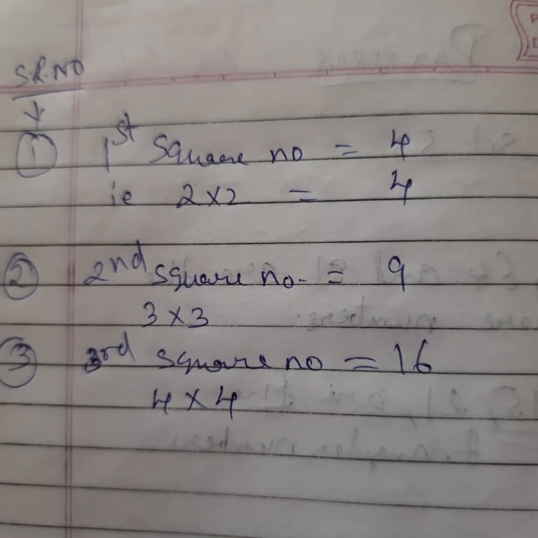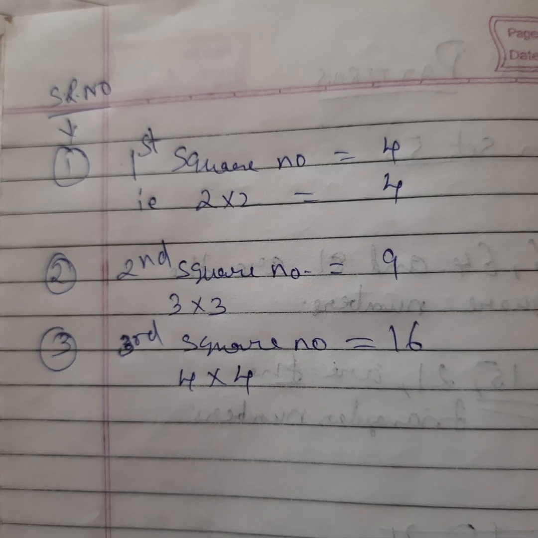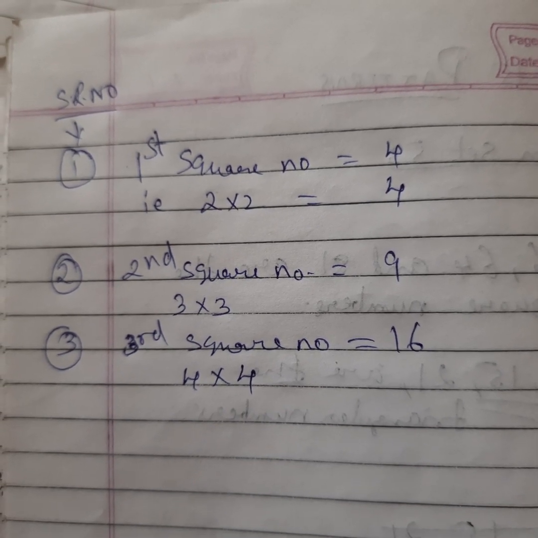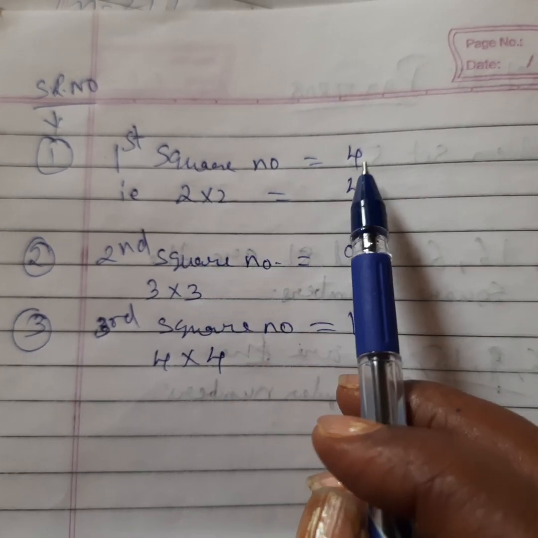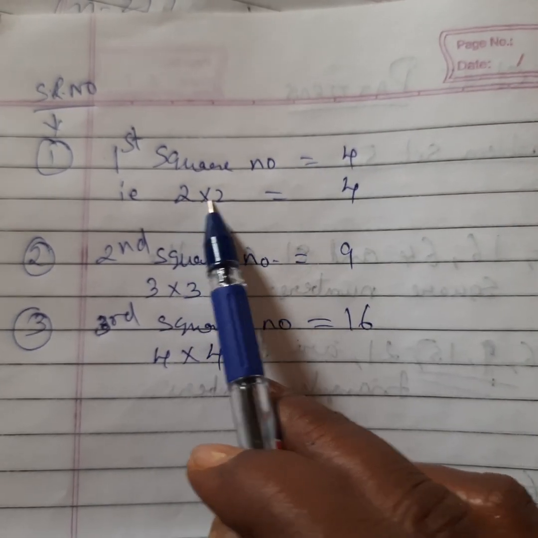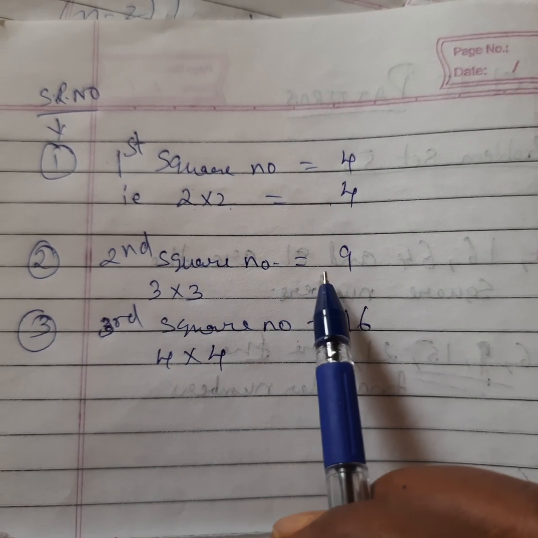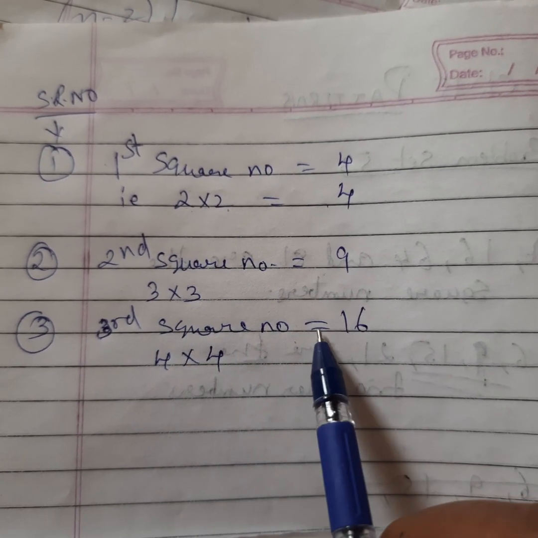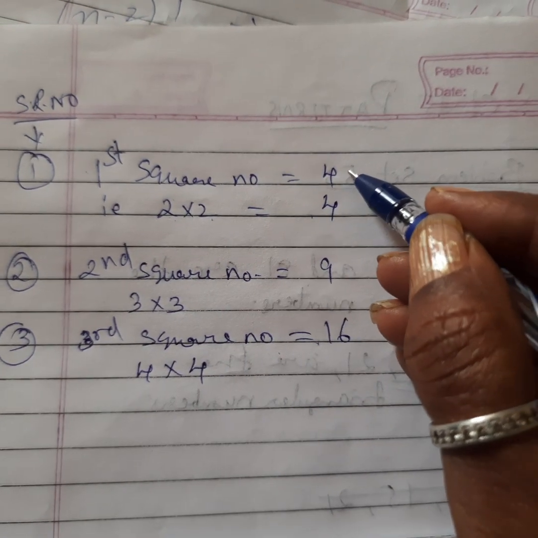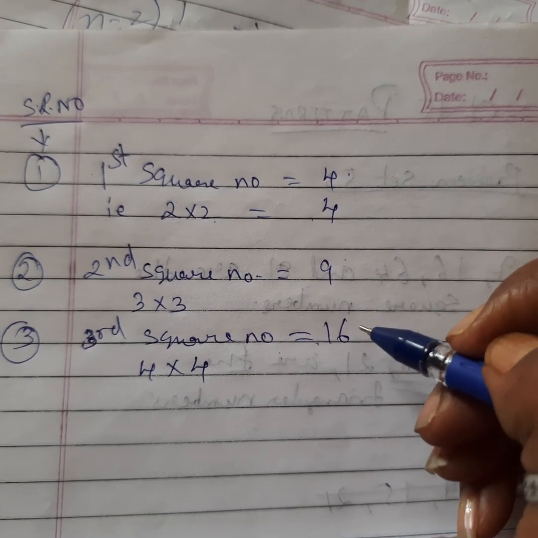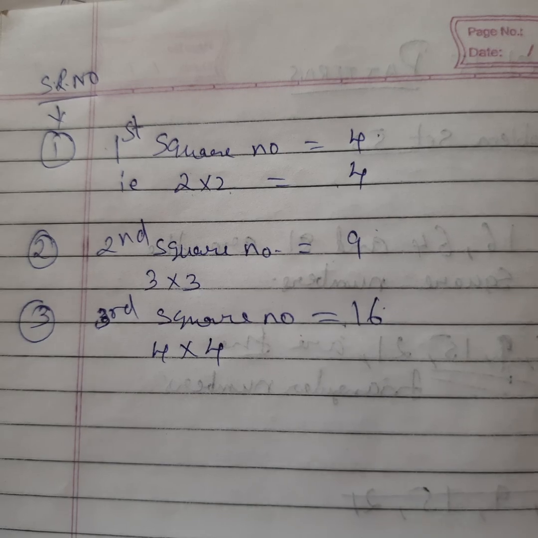Now if we write a serial number, 1, 2, 3, 4, 5, like that we could write, children. So if it is a serial number, the first square number is 4. That is 2 into 2. When I multiply 2 into 2, I get 4. The second square number is 9. The third square number is 16. So if you are writing number-wise, this is first, second, and this is third, children. So like this we could get many square numbers.